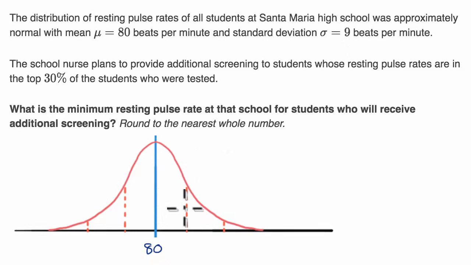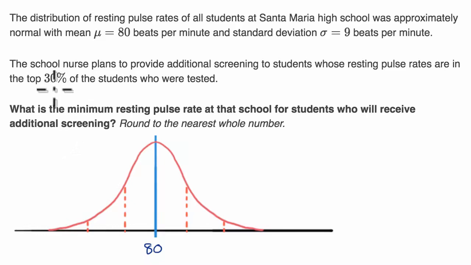So on this normal distribution, we have 1 standard deviation above the mean, 2 standard deviations above the mean. So this distance right over here is 9, so this would be 89. This one right over here would be 98. And you could also go standard deviations below the mean. This right over here would be 71. This would be 62.